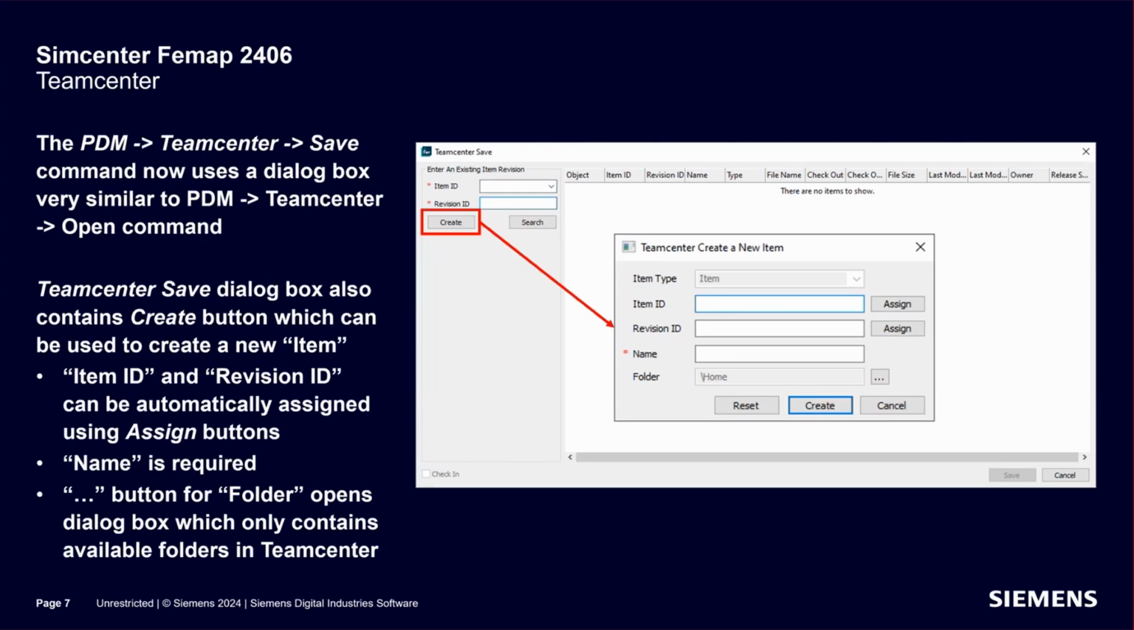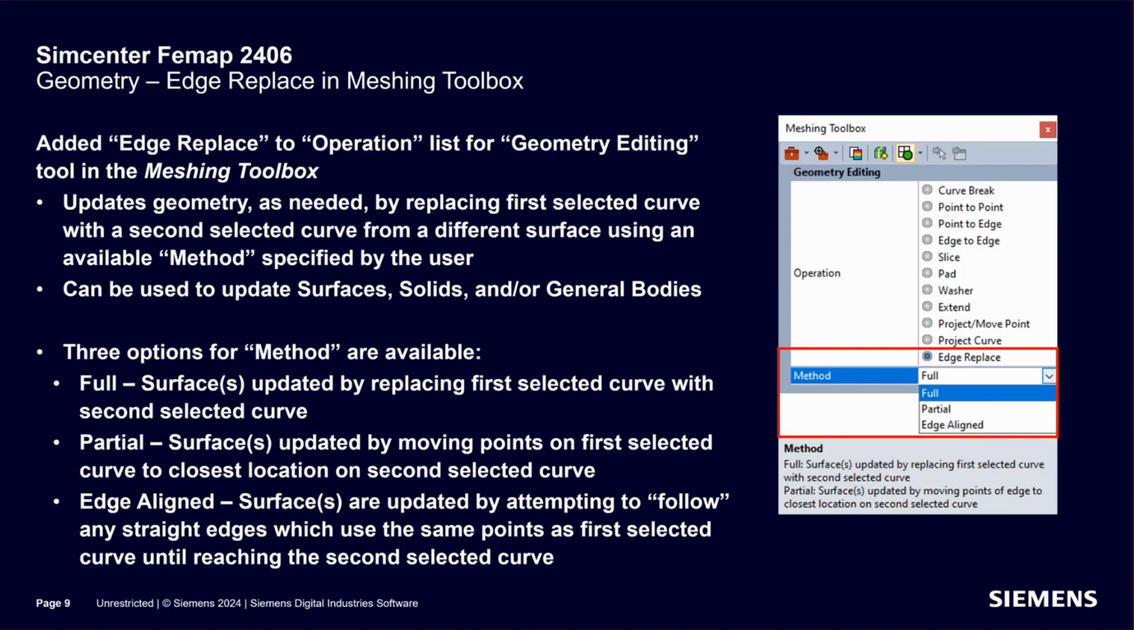And the big thing on the Teamcenter front is the ability to create an item directly from within Femap instead of having to go over to the rich application client or rack. That's still how Femap deals with Teamcenter, but we will be working with the active workspace at some point in the future. Geometry, we added edge replace.